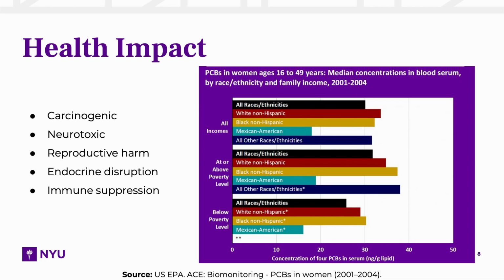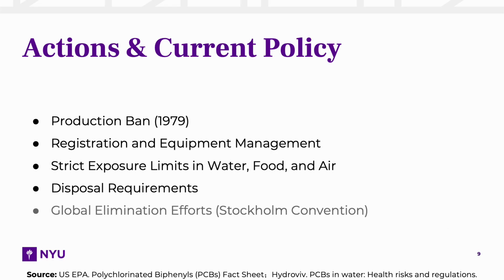Now let's look at the human health impact of PCBs. PCBs affect human health in many ways: cancer risk, reproductive harm, neurotoxicity, immune suppression, and so on. The chart here shows the blood serum PCB levels among U.S. women aged 16 to 49 based on national survey data. The 95th percentile exceeds 245 nanograms per gram, which is a level considered concerning for reproductive and developmental health, especially in women of childbearing age.